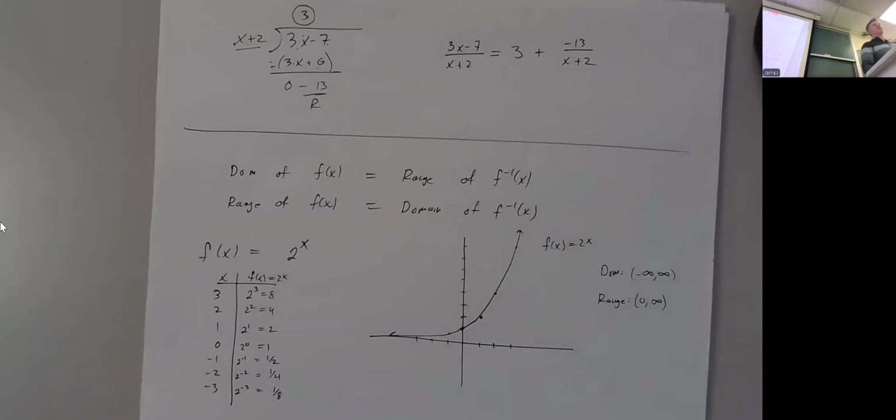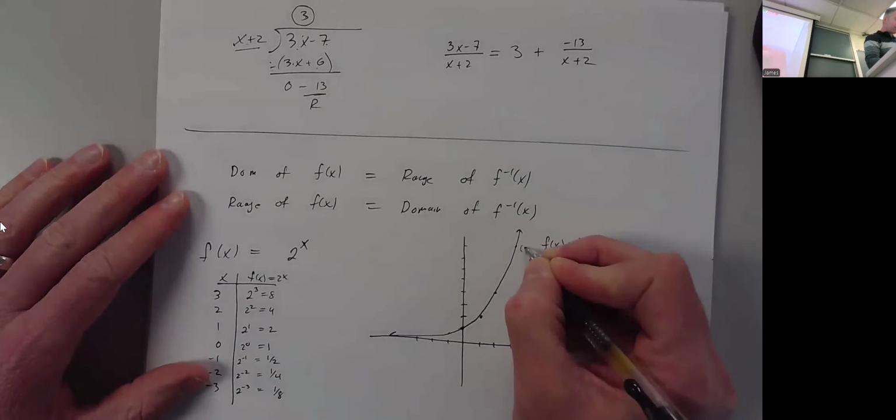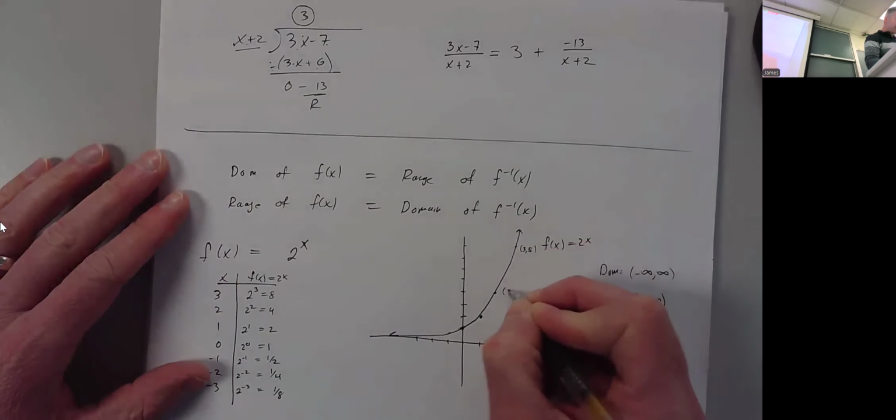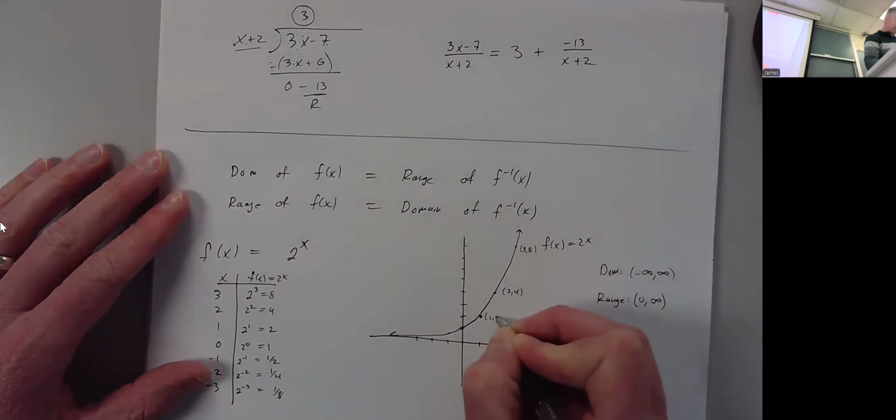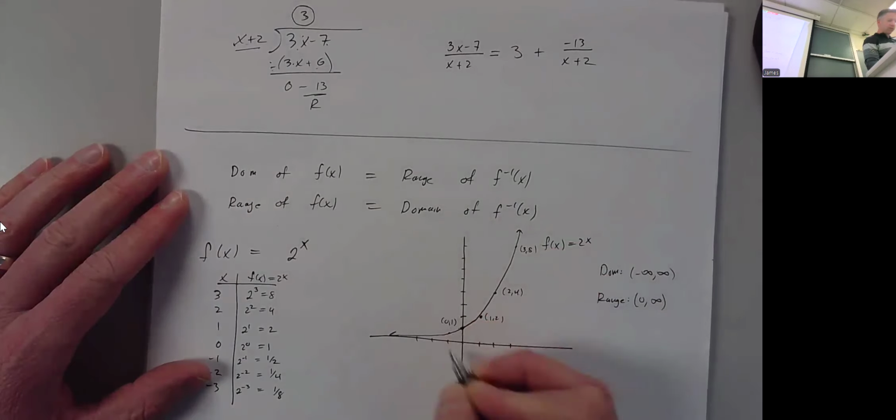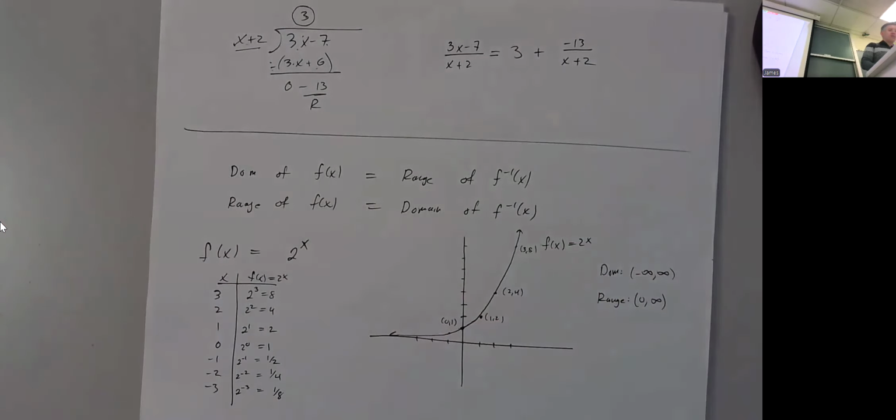So how about the inverse function? Well, what's nice about inverse functions is graphically, they're super easy to deal with sometimes. Because you can, again, literally just interchange x and y. So here I have the points 3, 8, 2, 4, 1, 2, 0, 1. I don't want to do those other ones there. So I can just plot the inverse points.